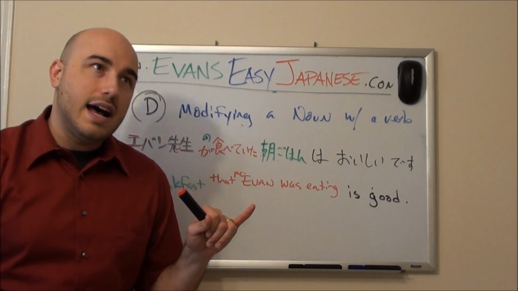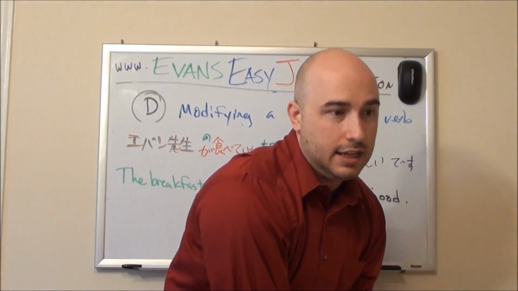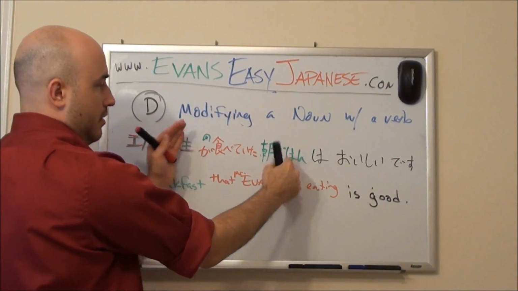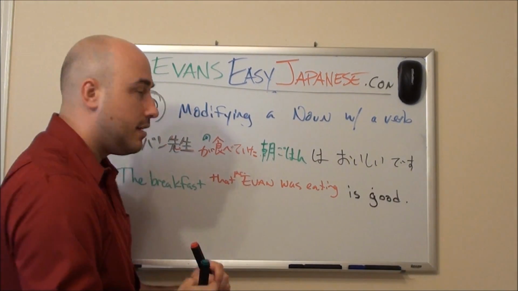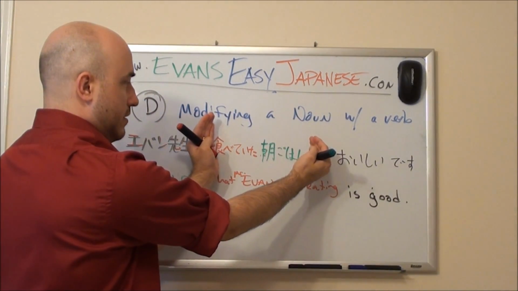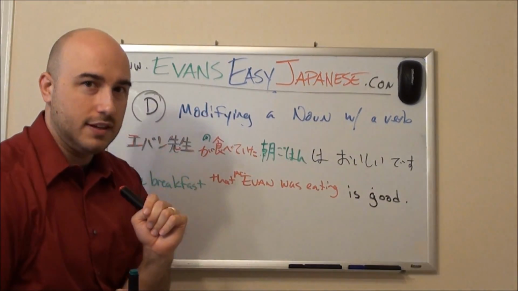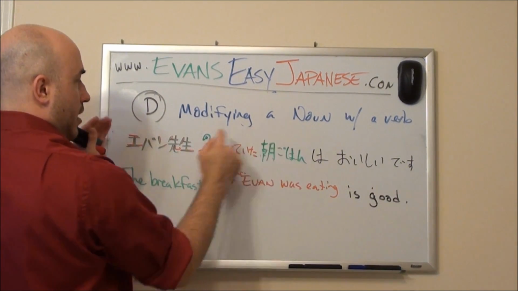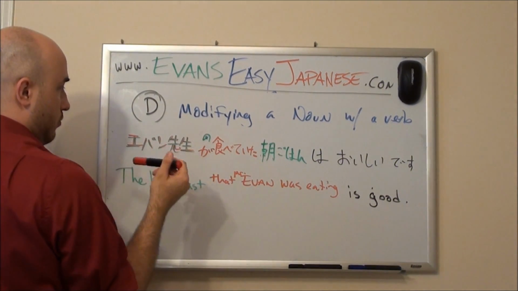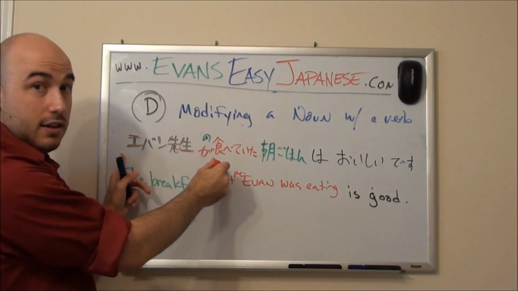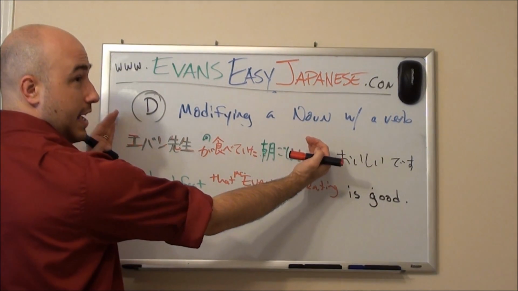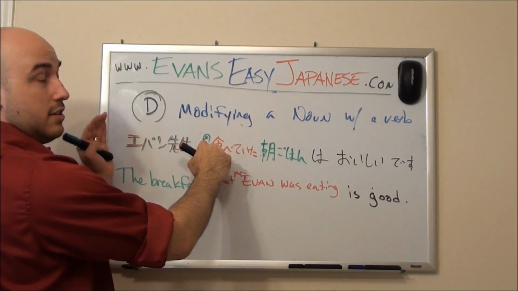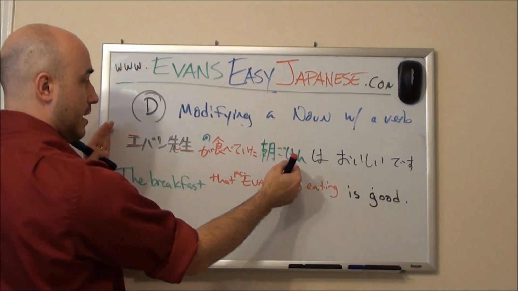When we use a no, it's not the breakfast that Evan was eating. It's Evan's breakfast that he was eating, that was being eaten. Evan's being eaten breakfast. Do we see the difference? If we use ga, it's back to red. Red is ga. If we use ga, it's the breakfast that Evan was eating. It's all one chunk.